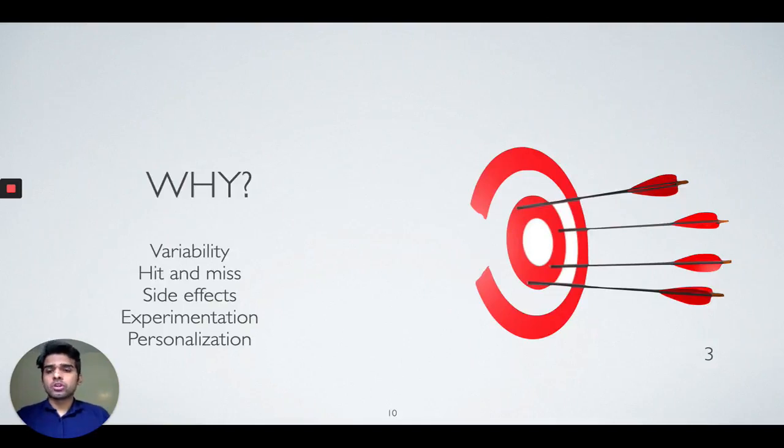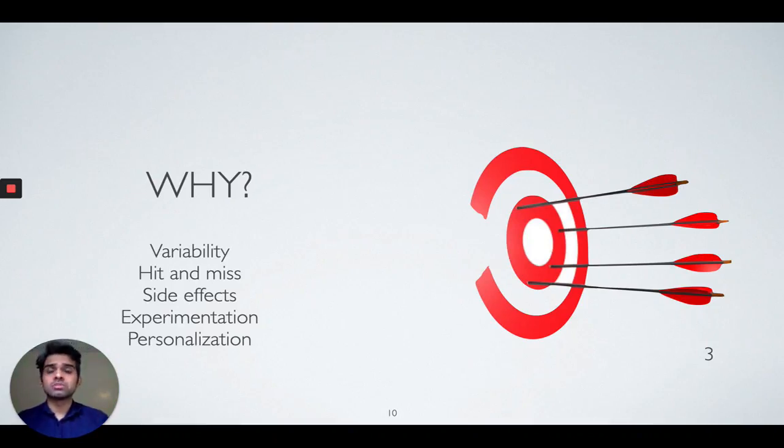So why do we want to close the loop? Mainly because of variability. One of the main problems people have found with open loop stimulation is that the results are very variable, both in therapeutic outcomes and experimental results. This is mainly because of the hit and miss approach of open loop stimulation. And because of this, you also get side effects due to unwanted build-up and unnecessary stimulation at different brain regions.